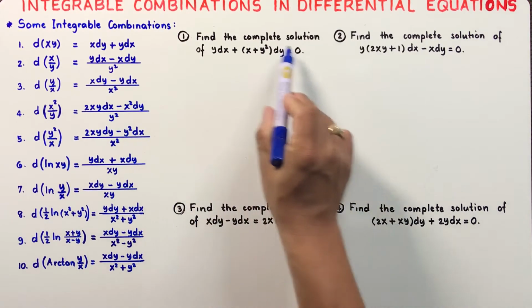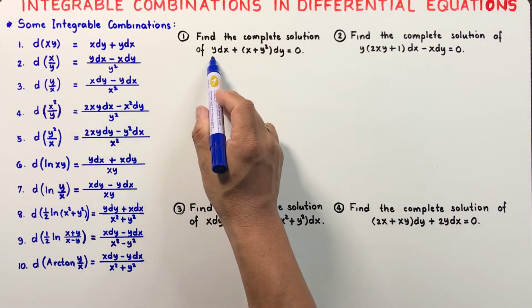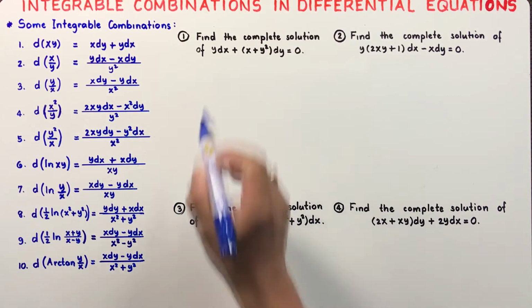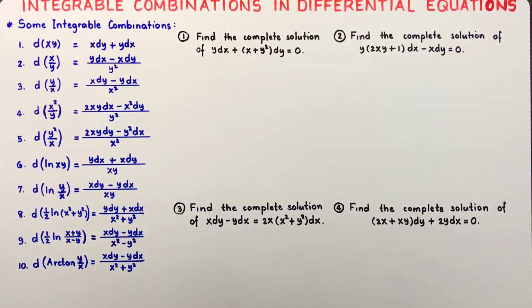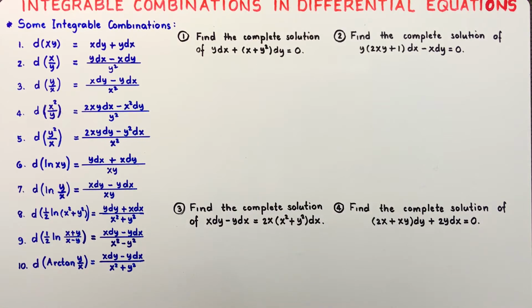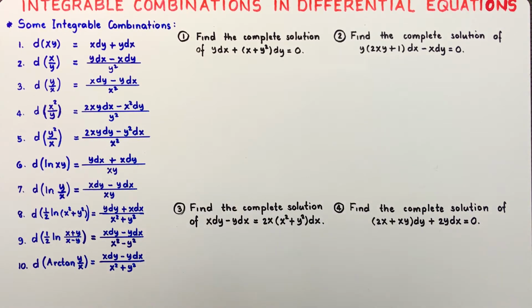Next is to check whether this is an exact differential equation. So we need to find the partial derivative of y, which is the multiplier of dx, with respect to y. And the derivative of y with respect to y is 1. But the derivative of this multiplier of dy with respect to x is also 1. Hence, this is an exact differential equation. But in this case, we will not solve using that method. We will just shorten the length of work by recognizing some integrable combinations in this differential equation.